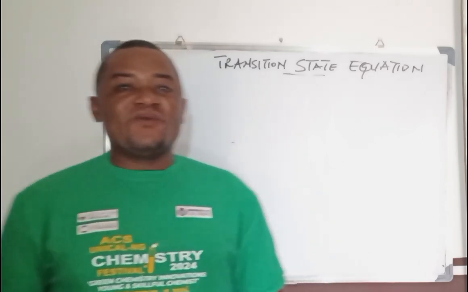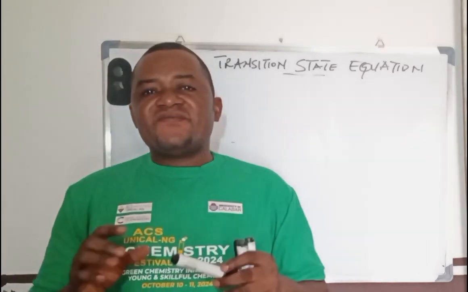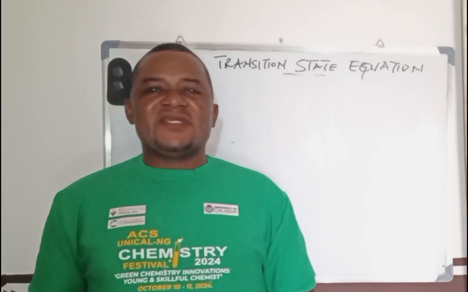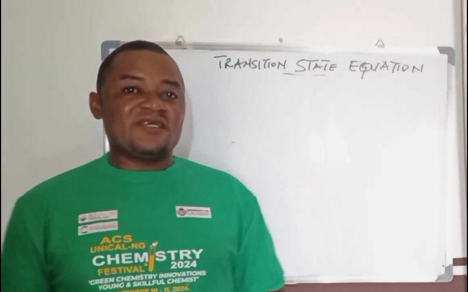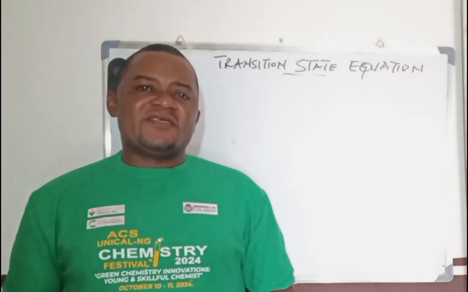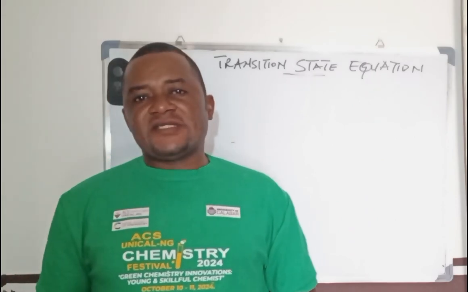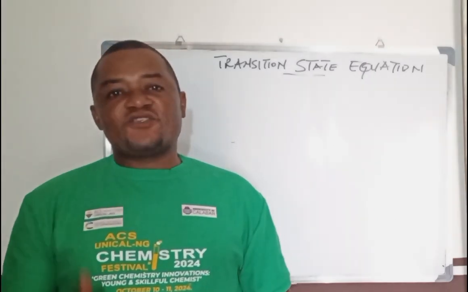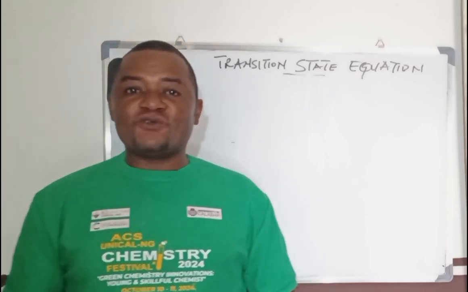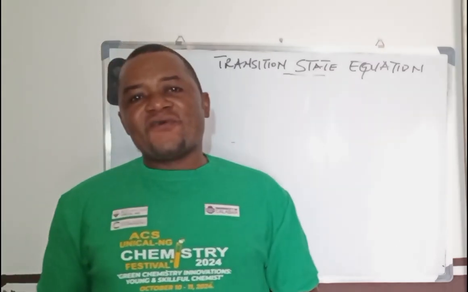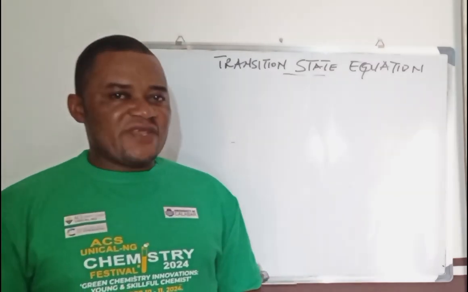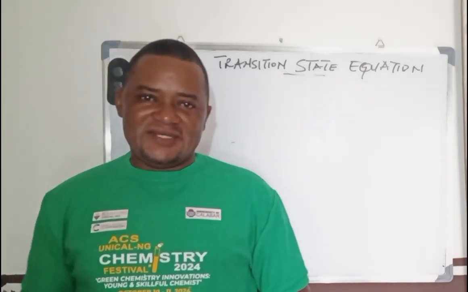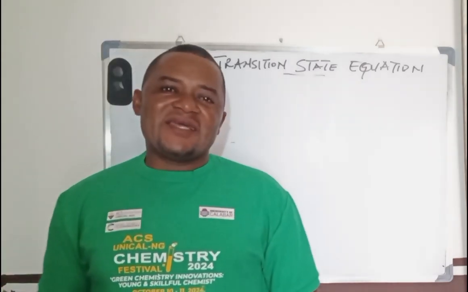Now, today we are going to look at how we can derive, very simply, the transition state equation. You must know, like I said, it is used to calculate the rate constant of a reaction and also determine the delta H, which is the enthalpy of a reaction, and also the entropy of a reaction that simply explains the degree of disorderliness of a system. How do we start?